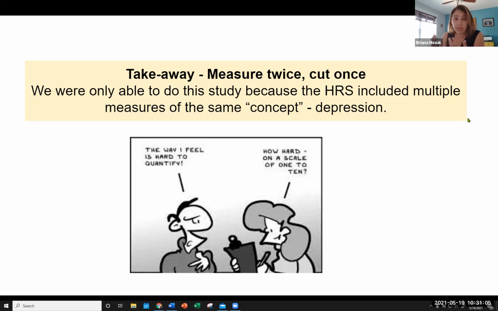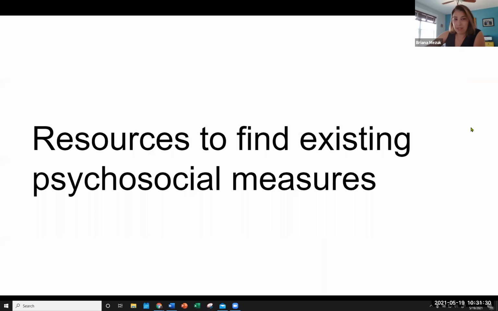If you've got something that's really important to your study, include a couple of different ways to measure it, especially if they're independent of each other. It shouldn't be, oh, you screen into this and then you get this one. But rather, if they're independent, then you can do the kind of study that we did. Any questions before I move on to the next topic?